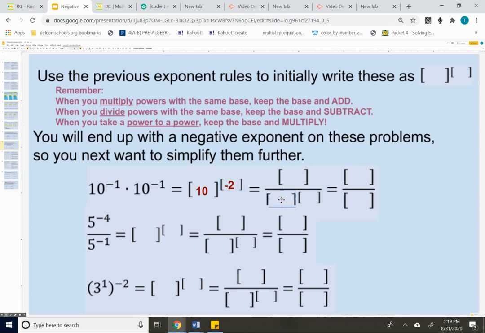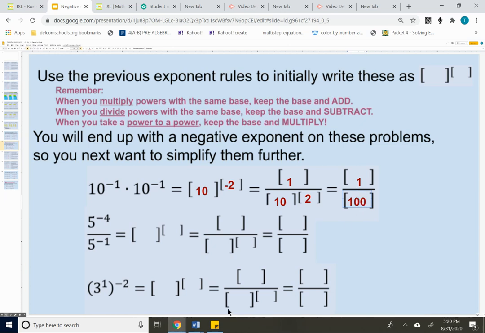So we now need to simplify that negative. So keep the 10 the same, change the negative 2 to a positive 2, and put a 1 on top. So we have 1 over 10 to the second. Okay, that simplifies because 10 to the second means 10 times 10, which is 100.